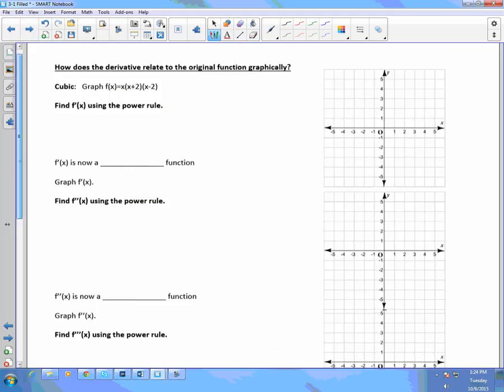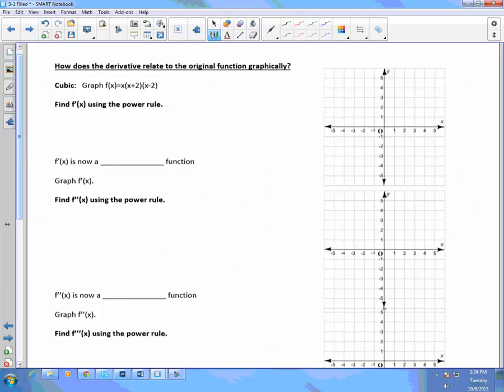How does the derivative relate to the original function graphically? So, here's our original function. It's going to be cubic because when we multiply out, there are 3 factors. This is actually really nice right here. We can see a lot of things about the graph based on these 3 factors. Let's graph this cubic function.